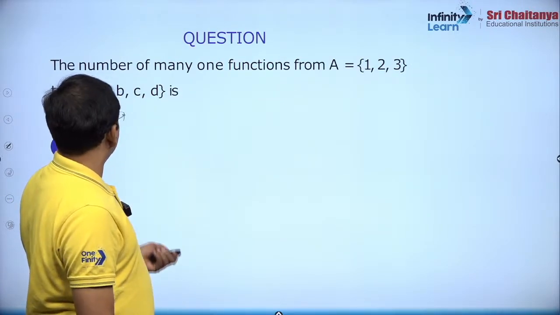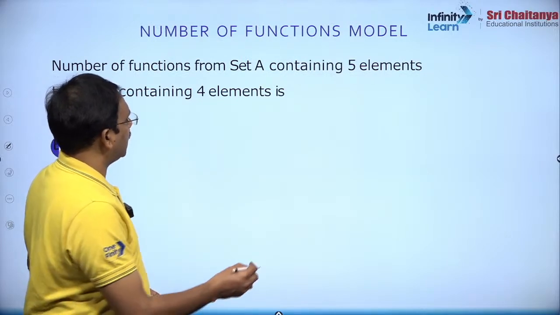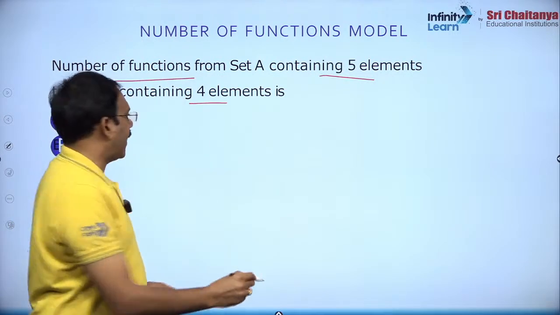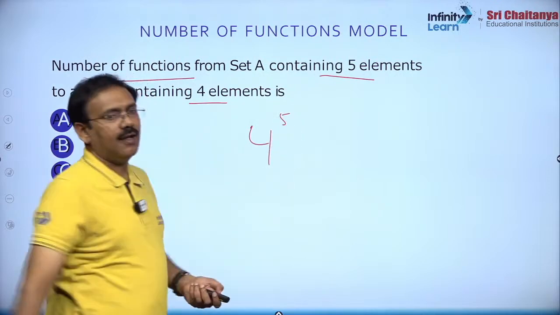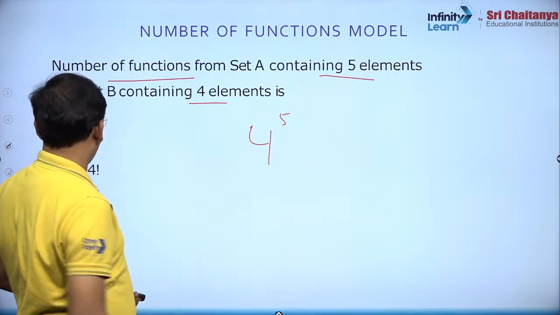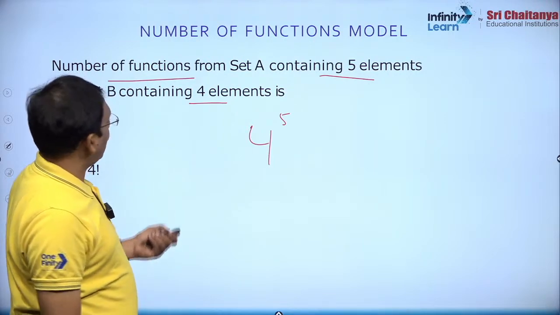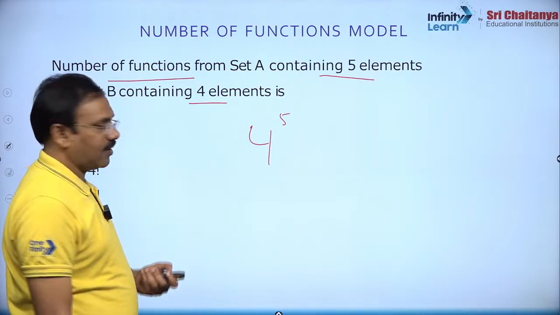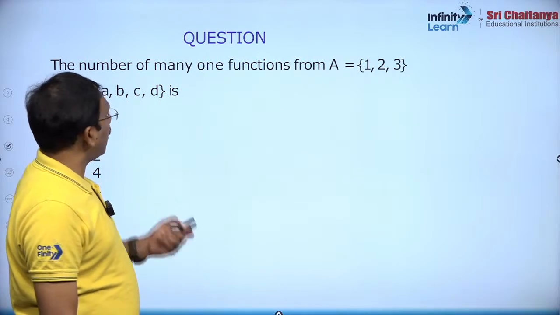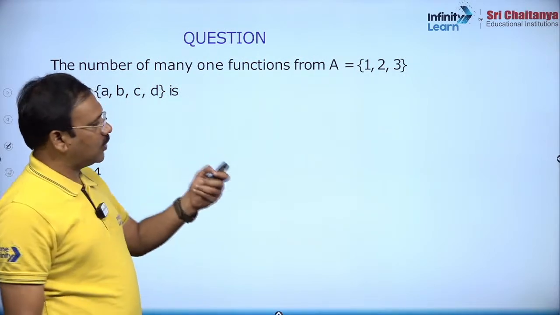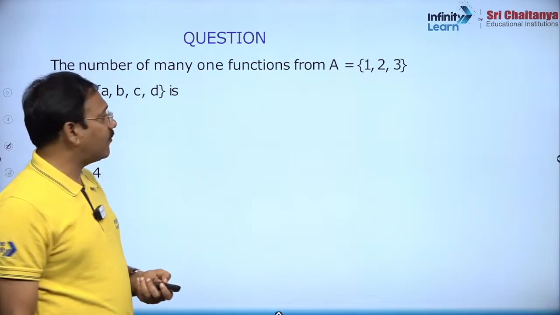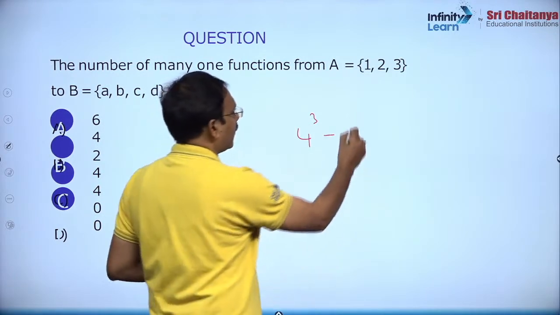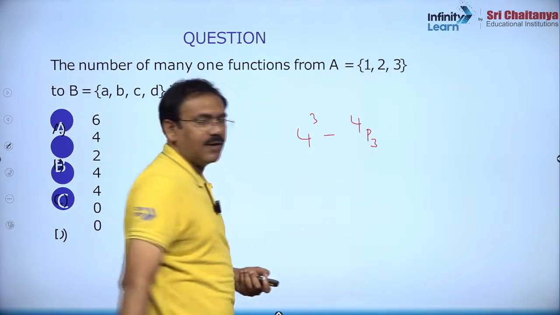So one question you can answer easily: the number of functions from set A containing 5 elements and B containing 4 elements. Number of functions is n of B power n of A, which is 4 power 5, or 2 power 10, is the answer. Number of functions from set A to set B is n of B power n of A, right? Next, the number of many-one functions from set {1, 2, 3} to {1, 2, 3, 4}. You see, many-one functions means total number of functions 4 cube minus one-one functions, which will be 4P3, my dear friends.